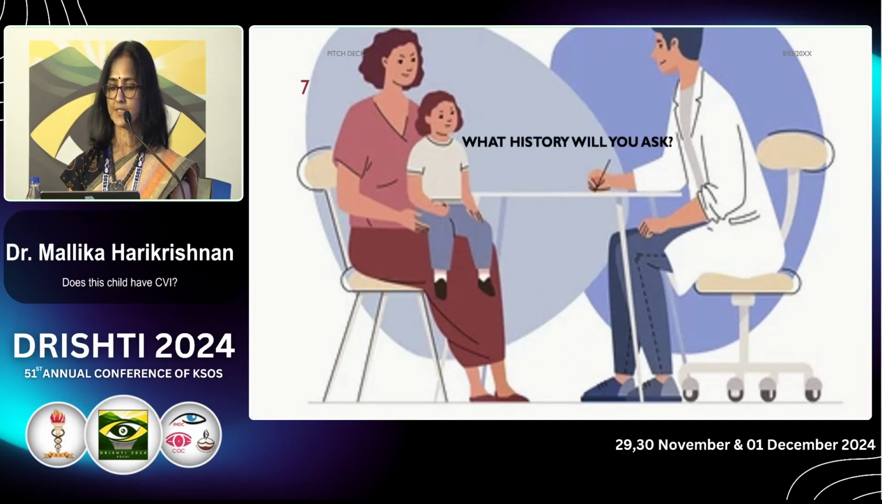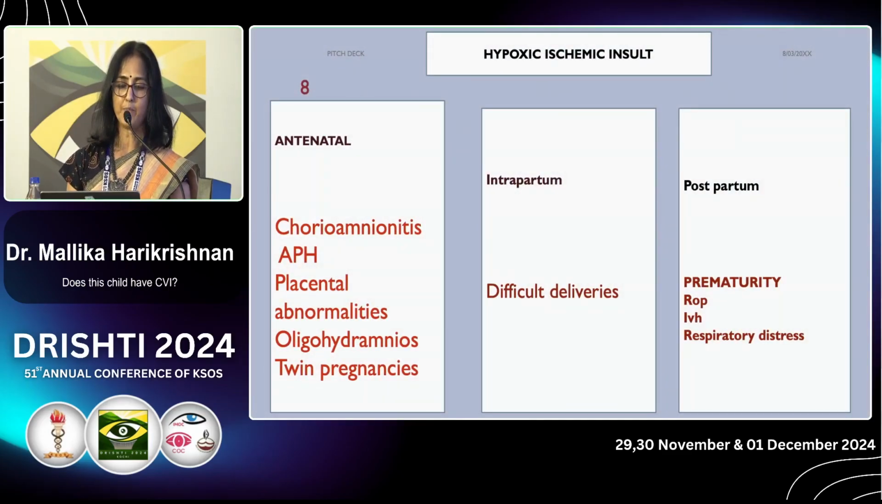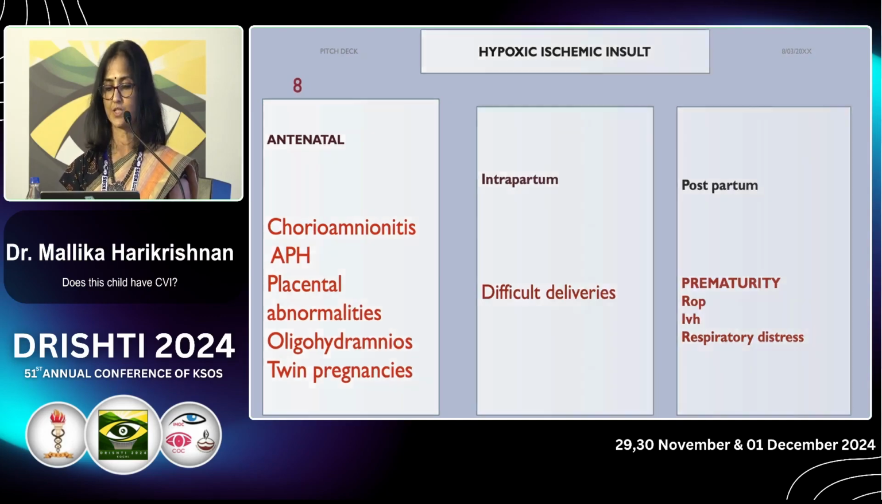So once you see such a suspected case of CVI, what history will you ask? You know that the hypoxic ischemic insult to the central nervous system is the major etiological factor in CVI development. These insults can occur antenatally, intrapartum, and postpartum. So you should concentrate on the history of chorioamnionitis, antepartum hemorrhage, placental abnormalities, oligohydramnios, twin pregnancies, whether the mother had a difficult delivery, prematurity, ROP, intraventricular hemorrhage, and respiratory distress.